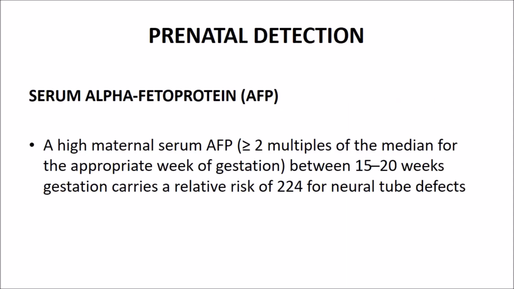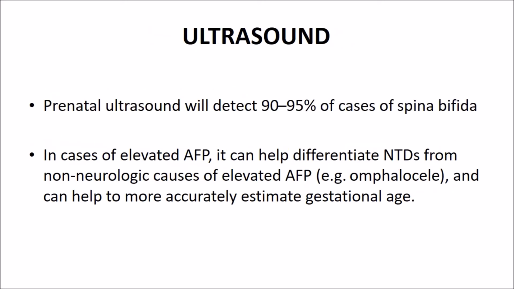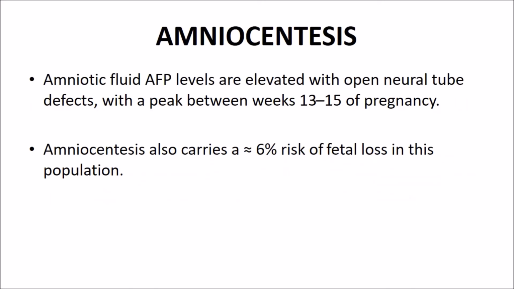Then there are other investigations that can be done prenatally to detect the spinal column defect or the neural tube defects. These can be the serum alpha fetoprotein, and the prenatal ultrasound can also detect 90 to 95% of the spina bifida in expert hands. So this ultrasound along with the elevated alpha fetoprotein can be very helpful in the pregnant ladies to detect these neural tube defects. Then also we can go for the amniocentesis, and amniotic fluid alpha fetoprotein levels can be helpful.